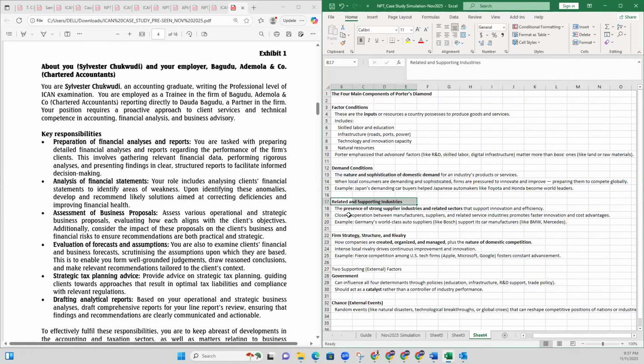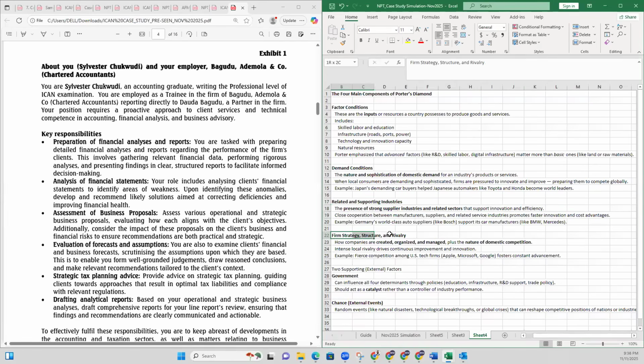Related and supporting industries now: the presence of strong supplier industries and related sectors that support innovation and efficiency. Close cooperation between manufacturers, suppliers, and related firms. Example, Germany's world-class auto suppliers like Bosch support its car manufacturers like BMW and Mercedes, which might not be the case for Nigeria. And it might be something to identify in this case, which might be an issue for that industry.